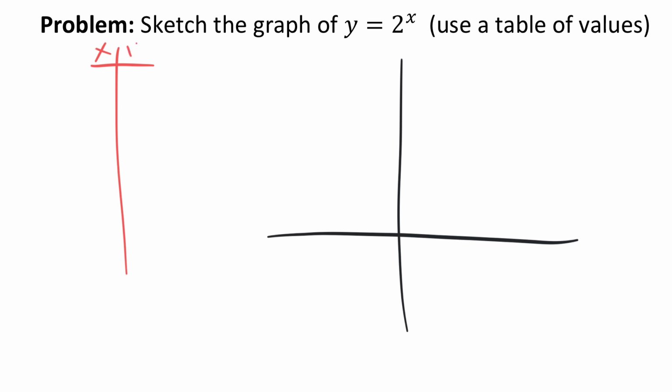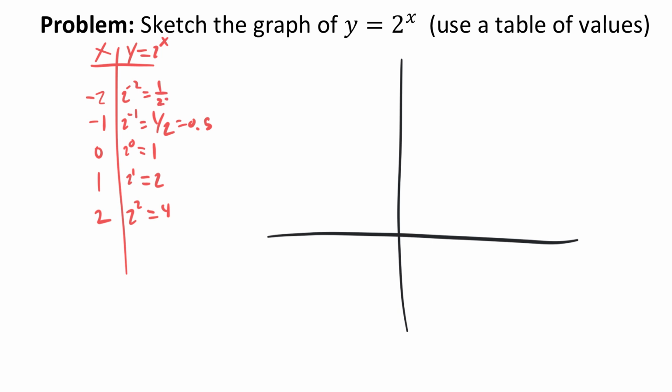So we're going to start with x and y equals 2 to the x. And like any good table, we'll do -2, -1, 0, 1, and 2. Just pick some basic values. Let's do the easy ones first. 2 to the 0 is going to be 1. 2 to the 1 is 2, and 2 to the 2 is 4. Now 2 to the -1, that's 1/2, or 0.5. 2 to the -2 is 1 over 2 squared, so that's 1 over 4, or 0.25.